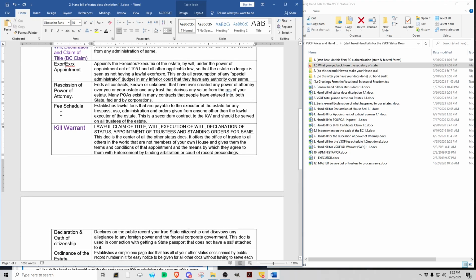Then, the fee schedule, and here's the thing, the fee schedule and the kill warrant, I flipped these before, meaning I did the kill warrant first and the fee schedule.